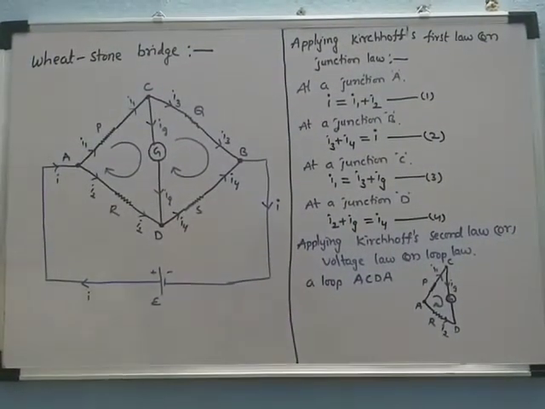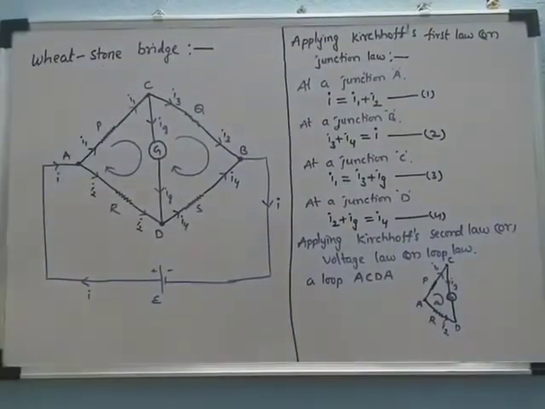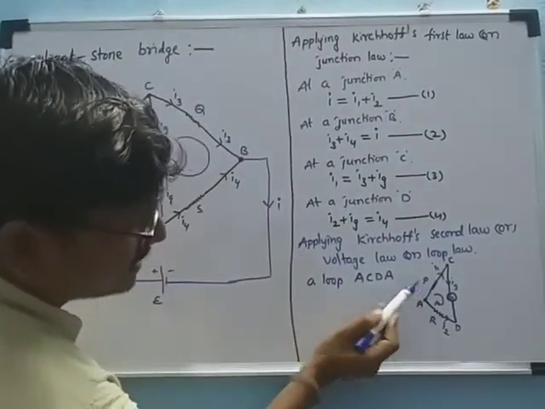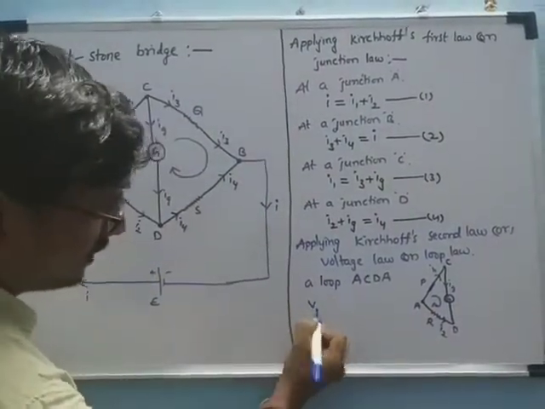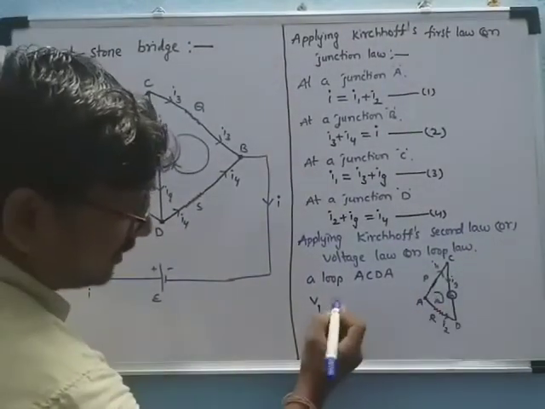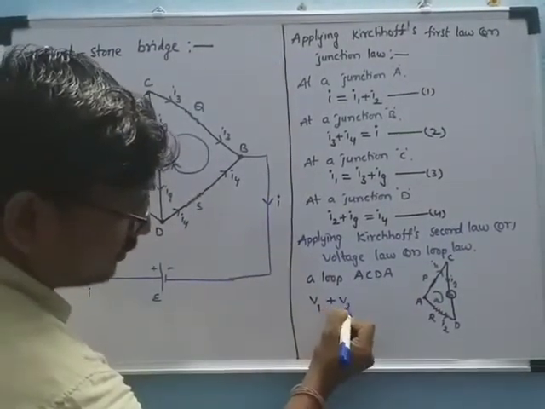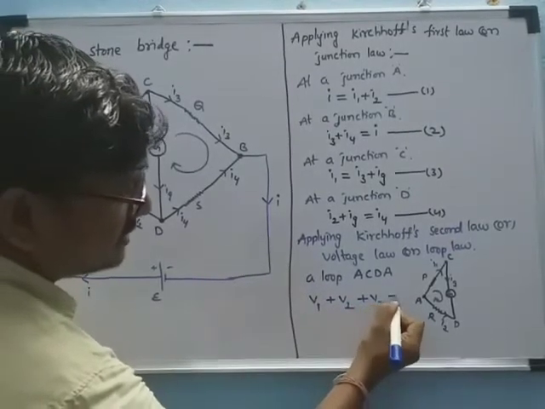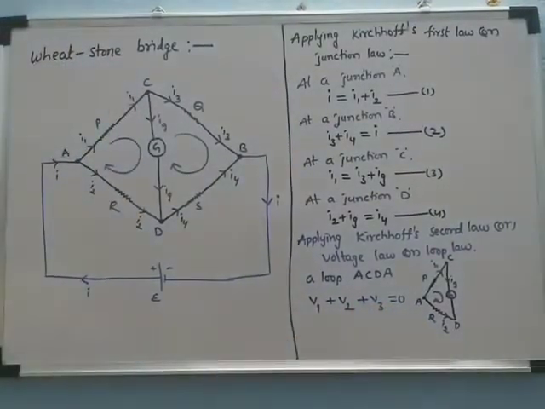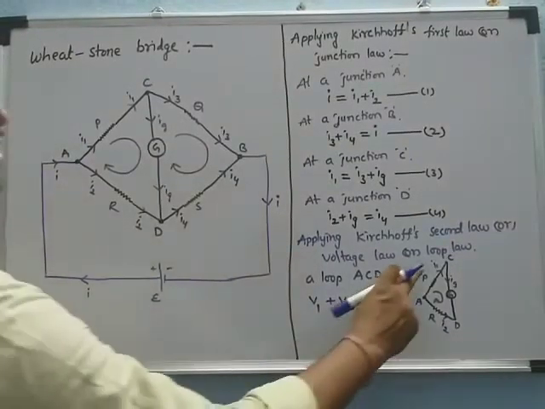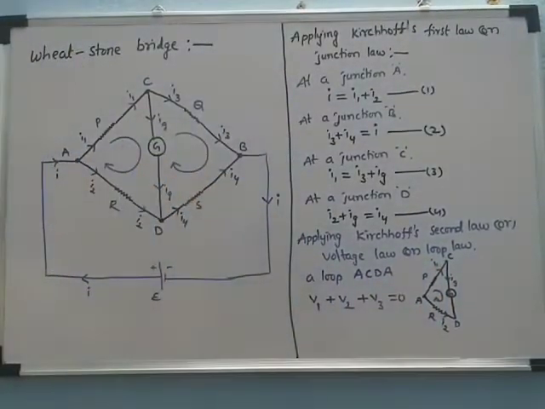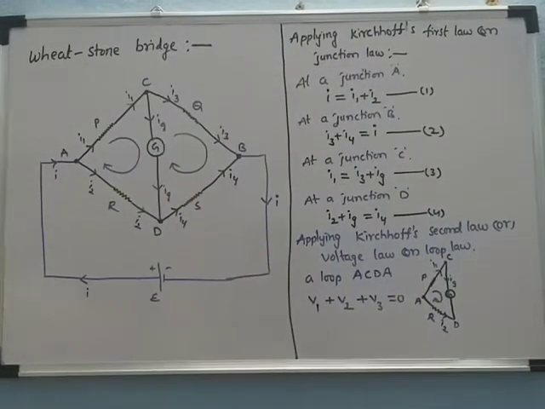Now first, we can start at A point. See, how many potential differences are there? The P resistance has potential difference V1, the galvanometer resistance has potential difference V2, and the R resistance has potential difference V3, and the sum is equal to 0. The algebraic sum of the potential differences in a closed circuit is equal to 0. How many potential differences are there? Here, three potential differences.